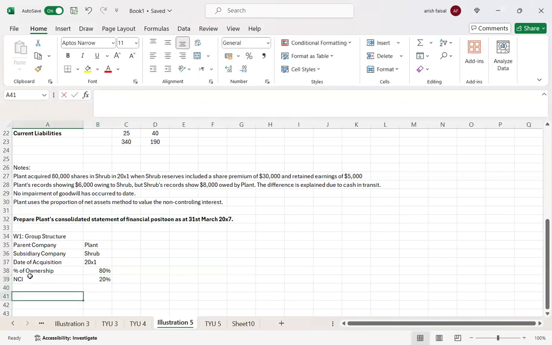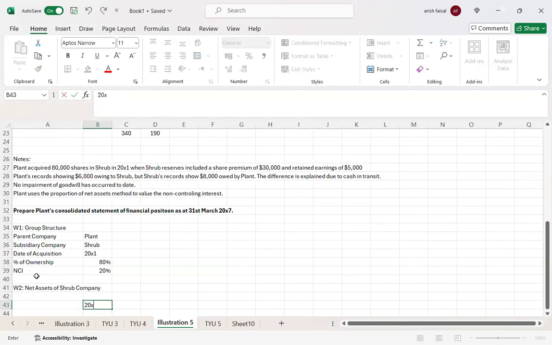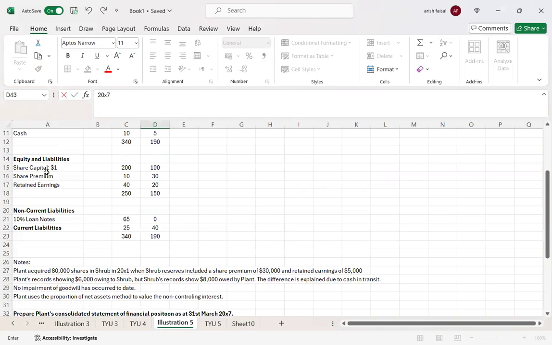Okay. So once you have done the group structure working, now you have to move on to the next working, which is to find out the net assets of Shrub company when we acquired it, that's in 2001, and when we are reporting, that's when you're making the consolidated balance sheet, so that's 2007. So now what we have in their net assets is their share capital, share premium, and retained earnings. So far we were getting share capital and retained earnings normally, but we might get other components of equity, including share premium or revaluation reserve in the case of subsidiaries too.